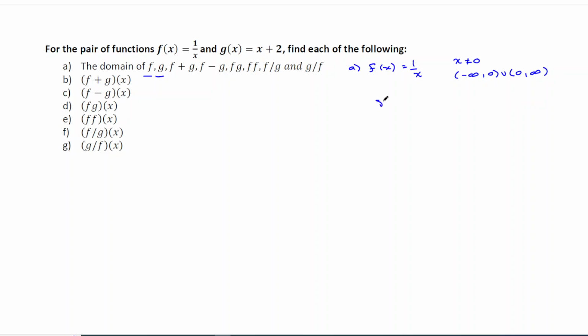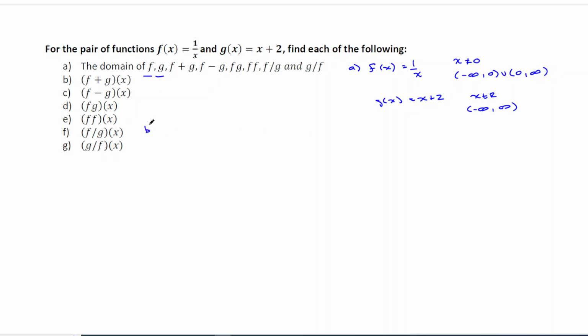When we look at the g of x function, the g of x function is x plus 2. There's no x's in denominators, there's no x's under radical signs, therefore in set notation x can be everything, and in interval notation that means it can be everything from negative infinity to infinity. Now we could technically go through and do the domain of f plus g, f minus g, and so on, but I find it easier to figure out the domains as you write them, because then you can physically see the different domains.